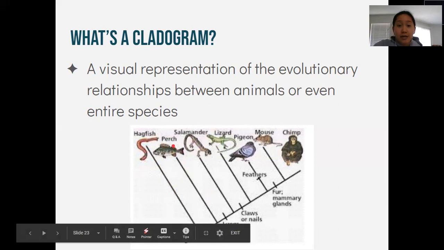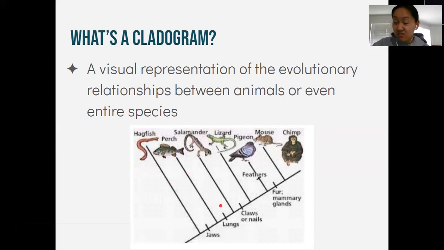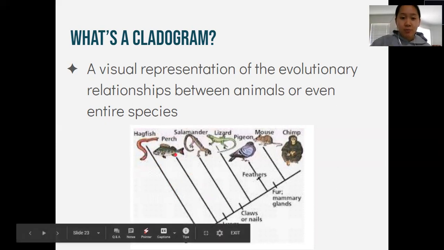The perch now branches off because the next characteristic we're looking at is lungs. And we know that fish do not have lungs. They have gills, right? So they branch off because they don't have lungs, but everything to the right side of the characteristic for lungs has lungs, right? So salamanders, lizards, pigeons, mice, and chimps all have lungs.